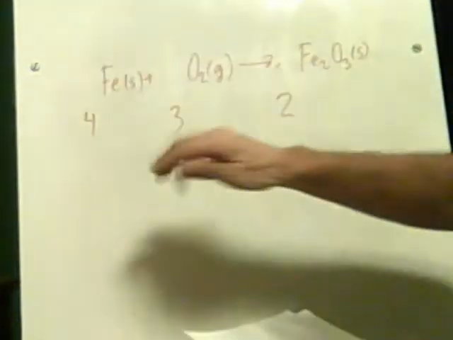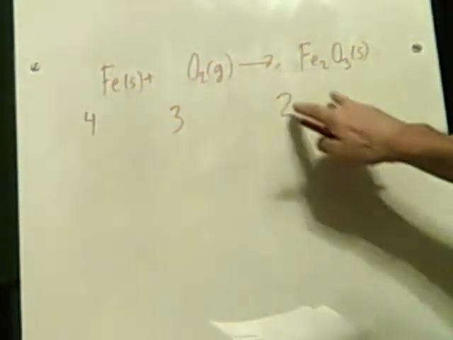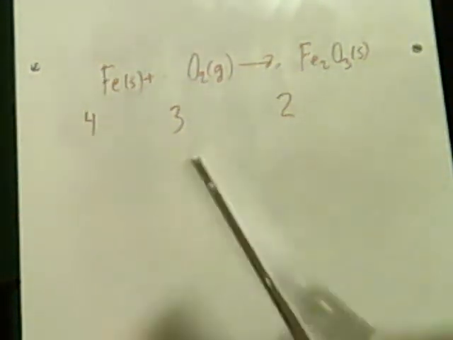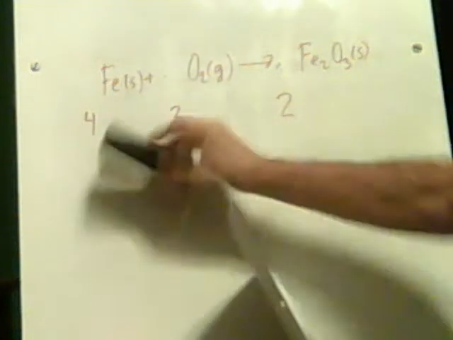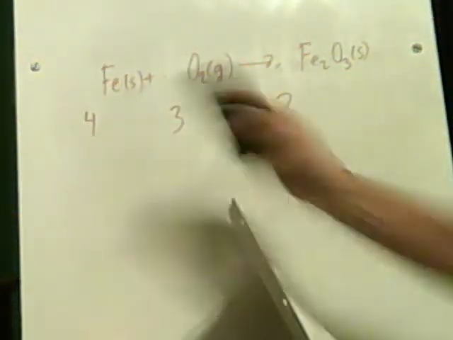We'll check it. 4 iron, 4 iron. 6 oxygen, 6 oxygen. So it's balanced. We did it. And remember, you can't really ever go wrong on something like this because when you're done, you can always check it. If you got it wrong, you're going to know it. And you're going to go back and then you'll try it again.